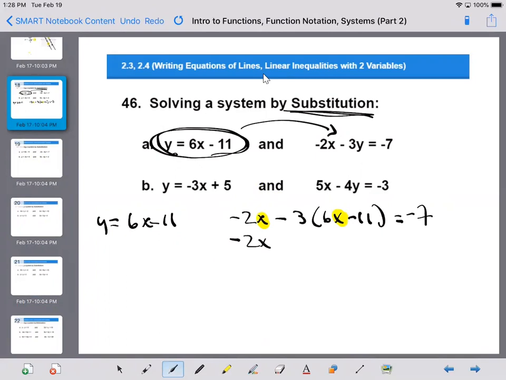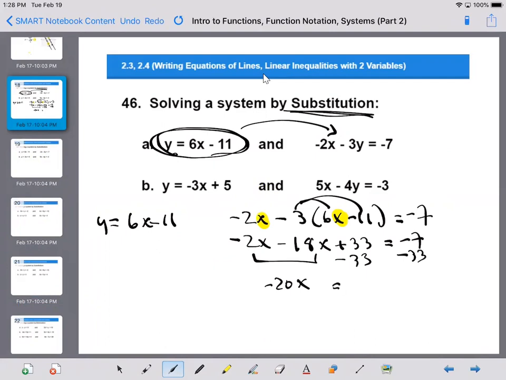I'm going to distribute. So that'll give me negative 18x plus 33 equals negative 7. Combine like terms here, that's negative 20x. And then I'm going to subtract 33, and that'll give me negative 40. Divide by negative 20, x is equal to 2.